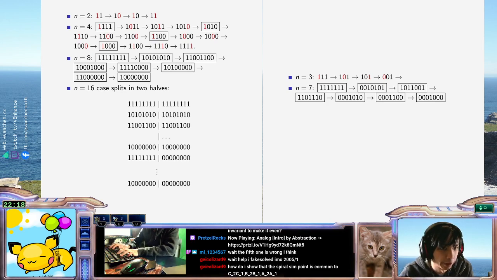Wait, hope I fake solved IMO 2005-1. How do I show the spiral point is common? The heck?